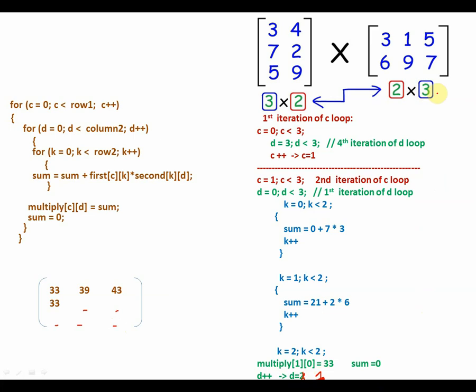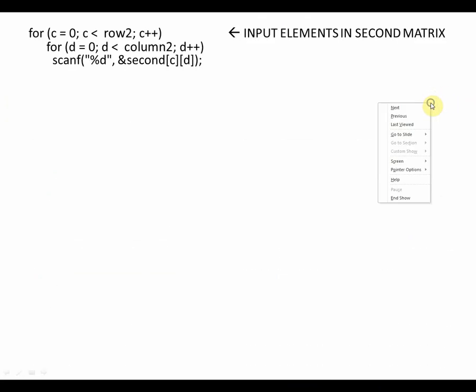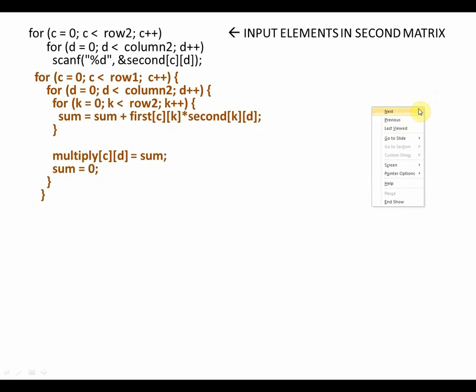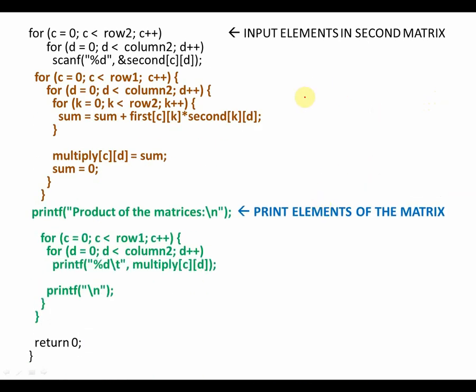Okay, so this was it. Again, what I explained to you all is this part in the code, and after you are done with this part, what happens is whatever is present in this multiply, which is the resultant matrix, is printed onto the screen, and that's it. You will get the final resultant matrix, and you are done with matrix multiplication.